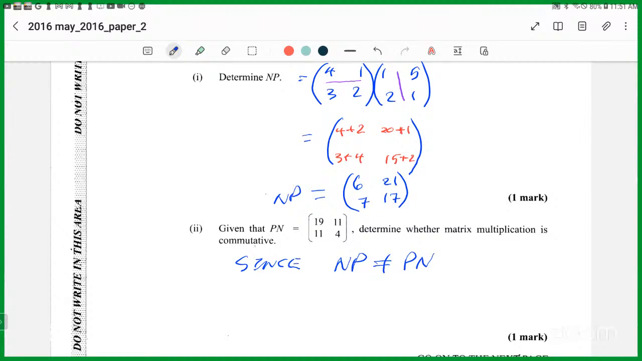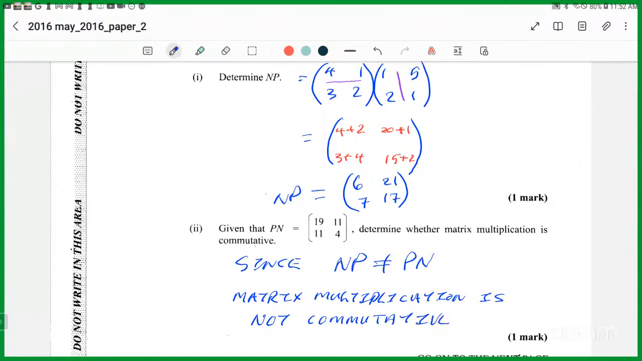Since NP is not equal to PN, then matrix multiplication is not commutative. So that's what commutative means.